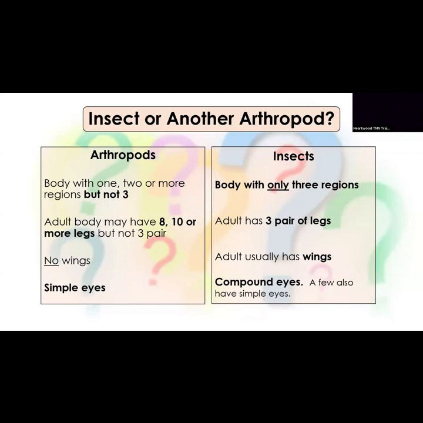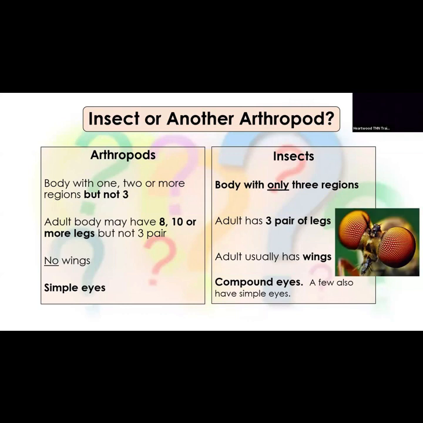So the difference, right? Other arthropods, what makes insects different? Insects only have 3 body regions. None of this other 1, 2, 20, no, 3 body regions. That's it, that's all. They have 3 pairs of legs. That's it, that's all. No more. Hexapod, 6 legs. The adults usually have wings. It's not a given. And compound eyes.